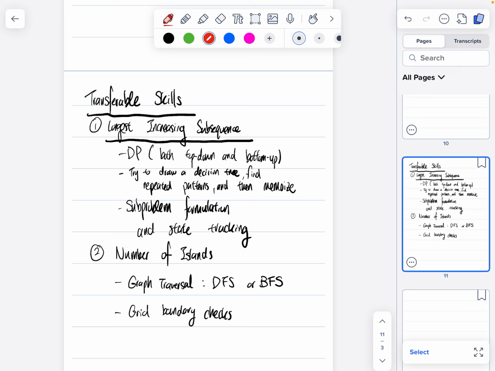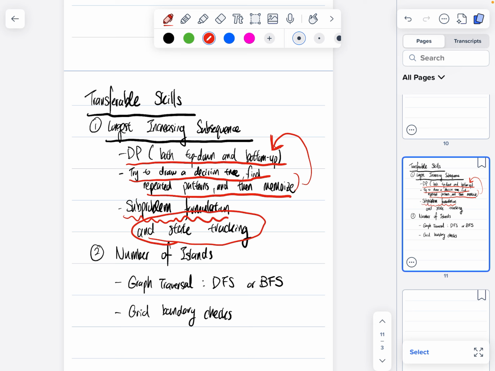So here, for DP, there's both top down and bottom up. Try to draw a decision tree, find repeated patterns, and then memoize. So this would be the top down part, and then the bottom up. I think it's really hard to jump right into the bottom up unless you're a genius or something. And here, the subproblem formulation and state tracking is really important.